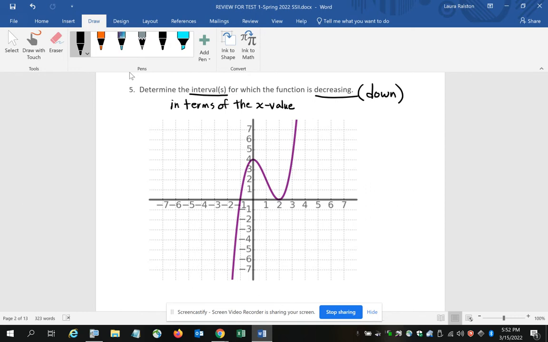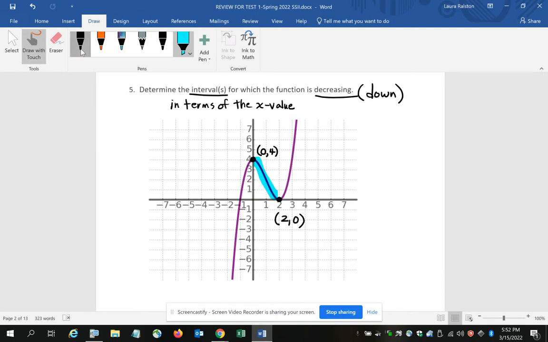Okay, so if I'm looking at this graph, I can kind of tell that it changes direction at this point, and the ordered pair associated with that point is (0, 4). It also changes directions here, and that is the ordered pair (2, 0). And again, I'm looking for where this graph appears to be going down, and it appears to go down between those 2 points.